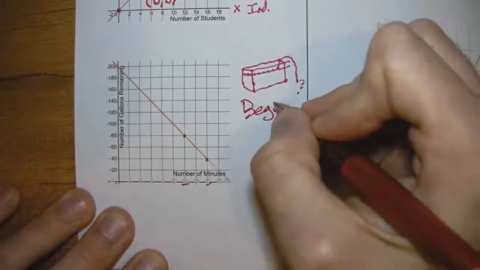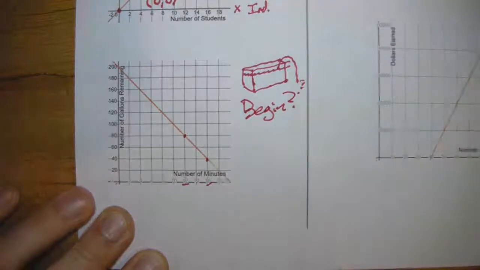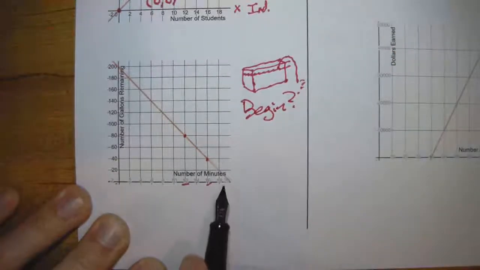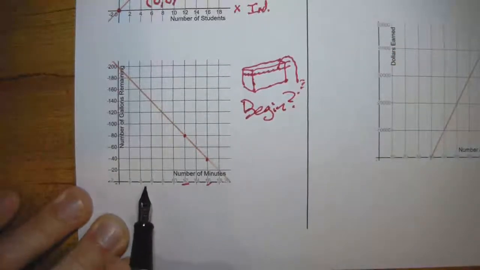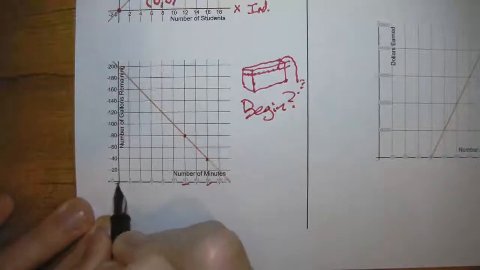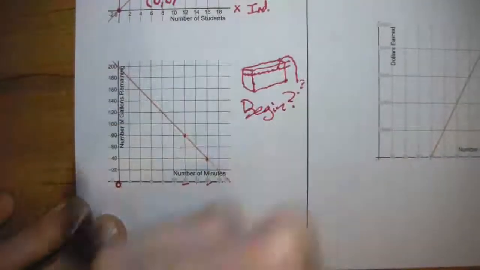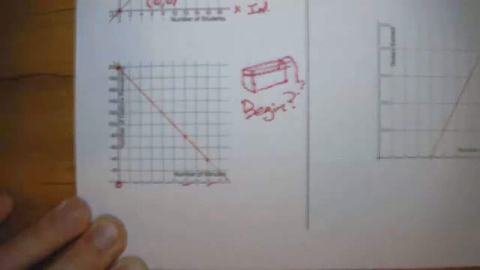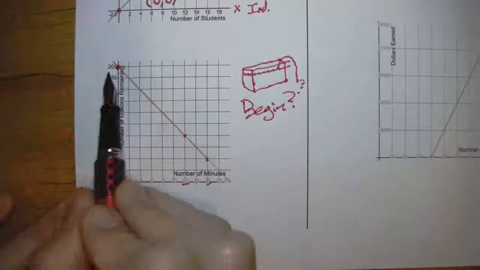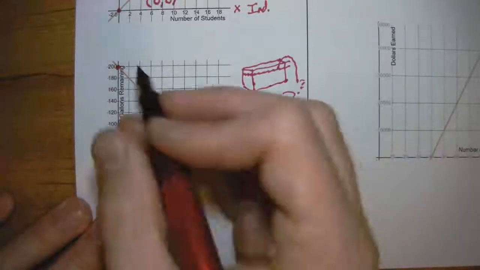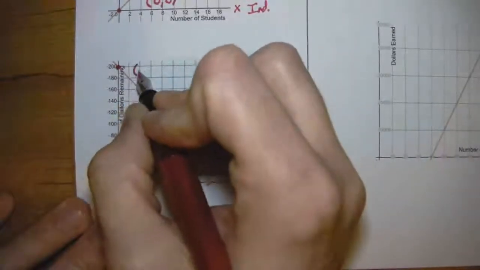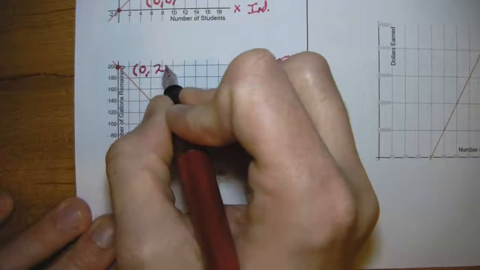Where did it begin? In other words, what did I start with? Well, if I backtrack my time all the way up to minute 0, how many gallons does that relate to? So that's the y-intercept. Where does my line cross the y-axis? So in this case, it crosses at 200. So my coordinate there would be 0, comma, 200.